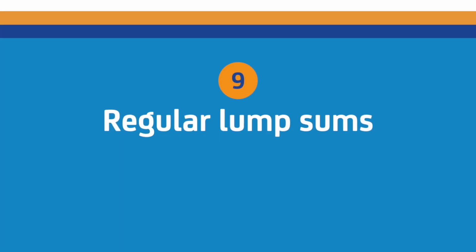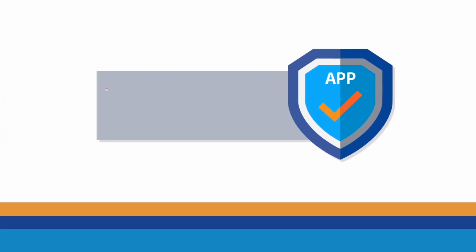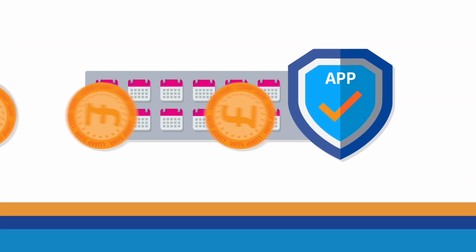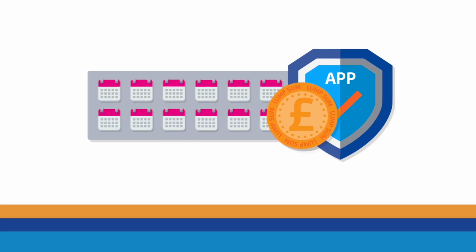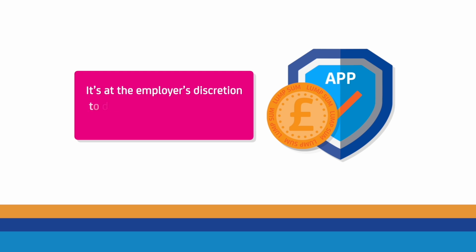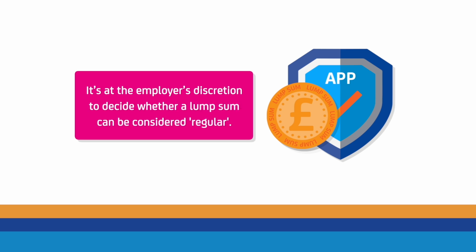Regular lump sums. Any regular lump sum payment paid in the 12 months before the start of the APP period must be added to the annual APP figure. There is no requirement for you to assess how long the APP period is likely to last, nor the likelihood that the lump sum would have been paid during that period.